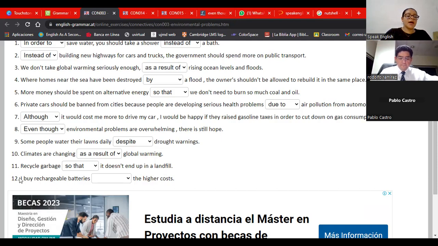Let's do it together. I buy rechargeable batteries the higher cost. Over here, we also have like two options. The last two could be. Yeah, one of the two. Now let's put in this one, although.